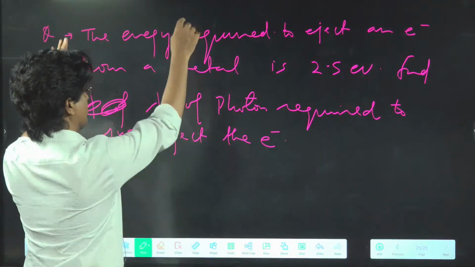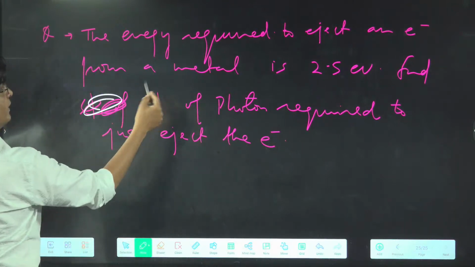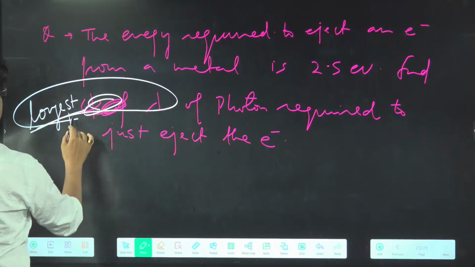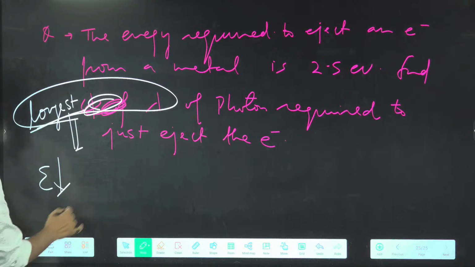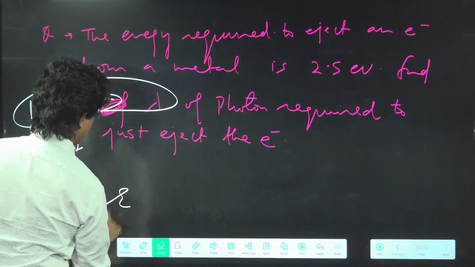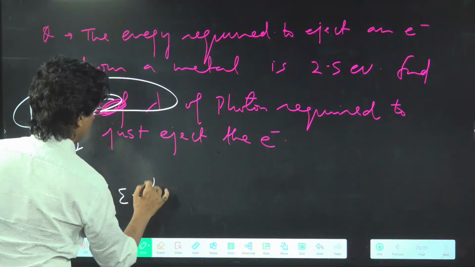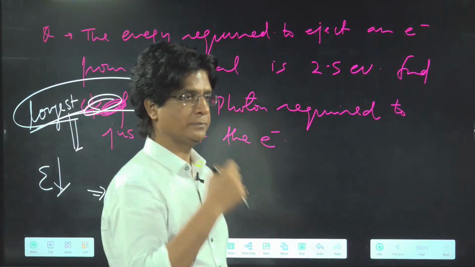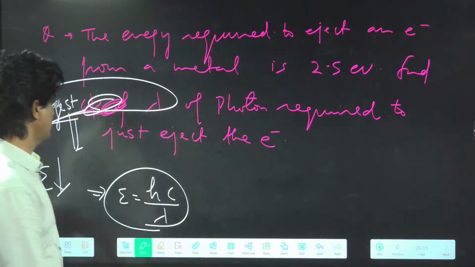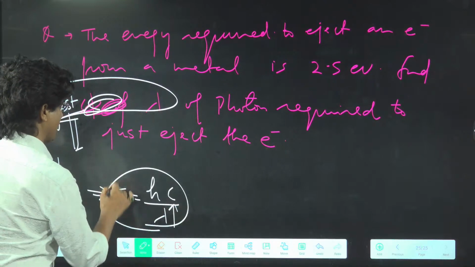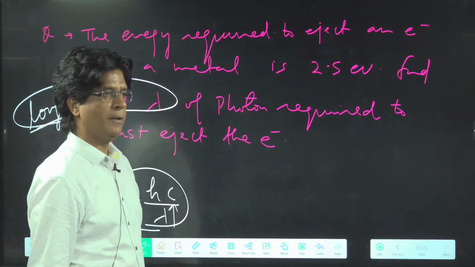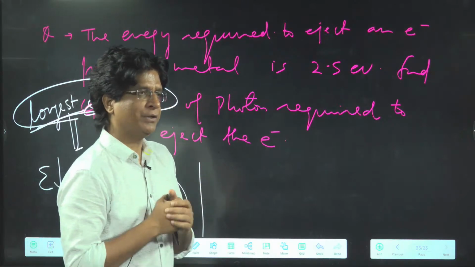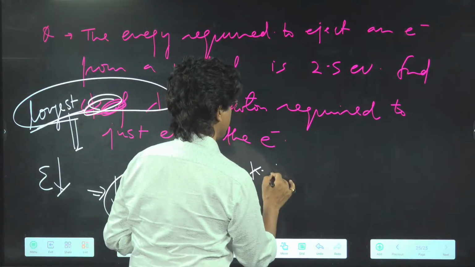This question can be written in this format, or they can give you: find the value of longest lambda. When you say longest lambda, it means the energy must be minimum, because we know that energy is equal to hc upon lambda. Is it okay or not? Are you getting it? So if the lambda is longest, energy will be minimum. So they don't want any kinetic energy. They simply want the electron to just come outside. That means kinetic energy should be 0.